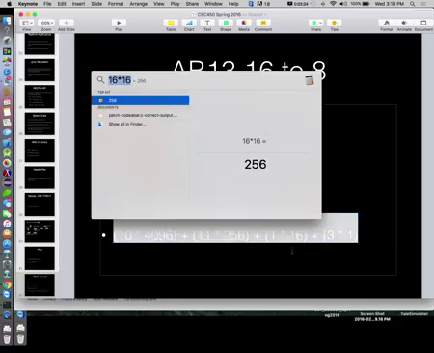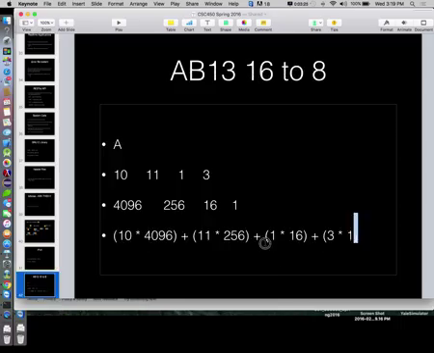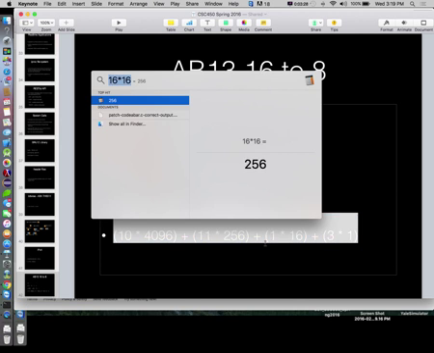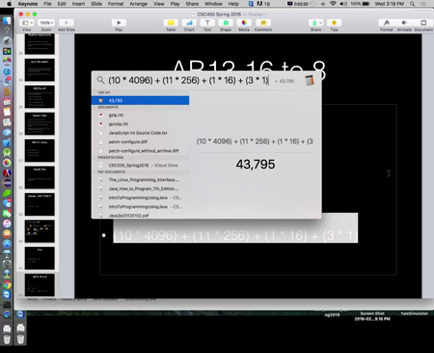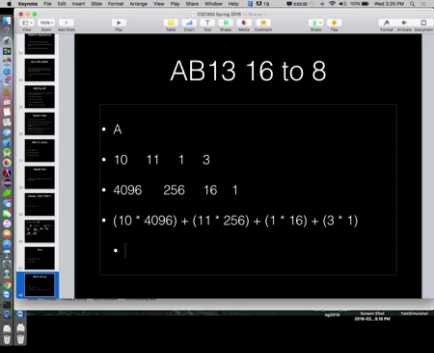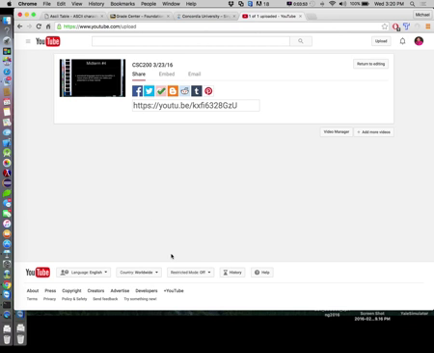It's 43,795. Okay, so that is the decimal value of that, right? Base 10. So now we want to convert that into base 8. We do that by dividing it by 8 over and over and over again, recording the remainders. Okay, so 43,795 divided by 8.